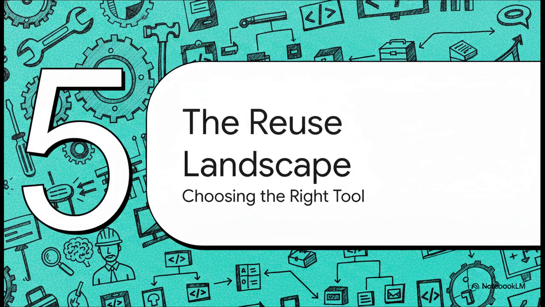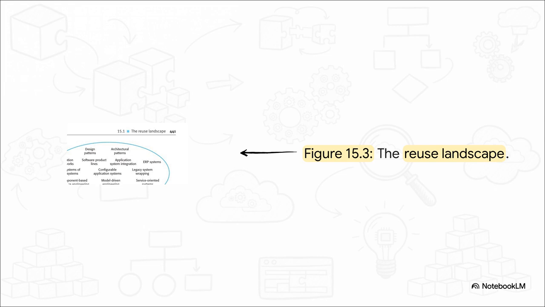Section 5. The reuse landscape. So recognizing the problems of reuse is what helps us choose the right tools, because knowing what the methods are is really only half the battle. Knowing when to use which method is what makes you a true software engineer. Over the past 20 years or so, so many techniques have been developed to support reuse. Just notice the vast array of options on this landscape diagram. From design patterns and application frameworks on one side, all the way to legacy system wrapping and ERP systems on the other. What this visually proves is that there is absolutely no single universal approach. The landscape is broad, and you must select the right tool for the specific job.